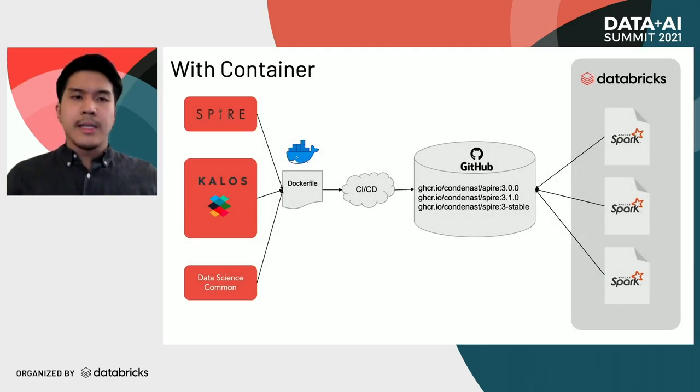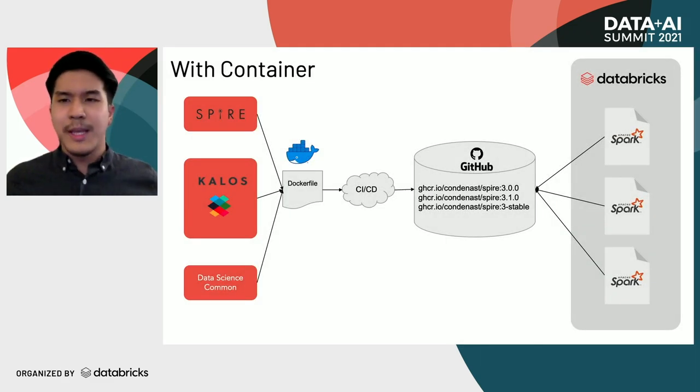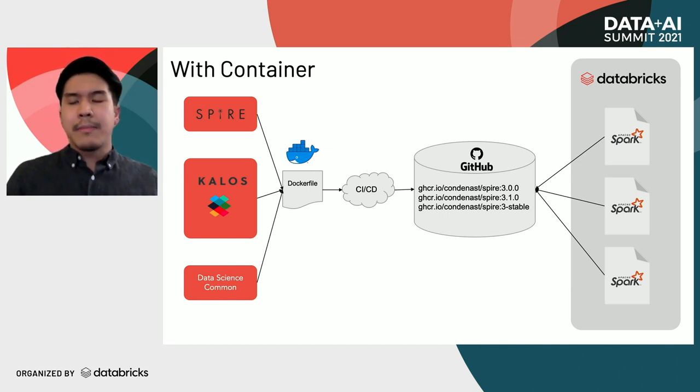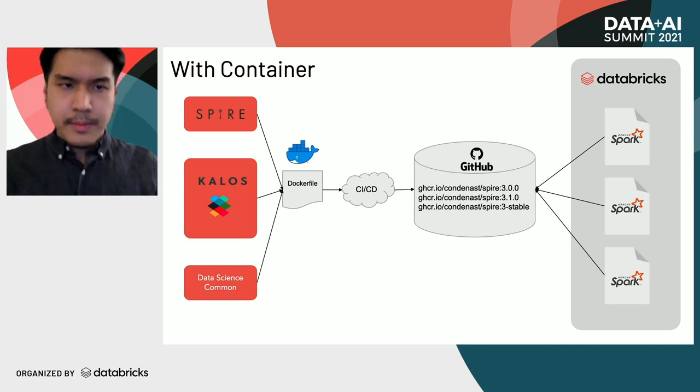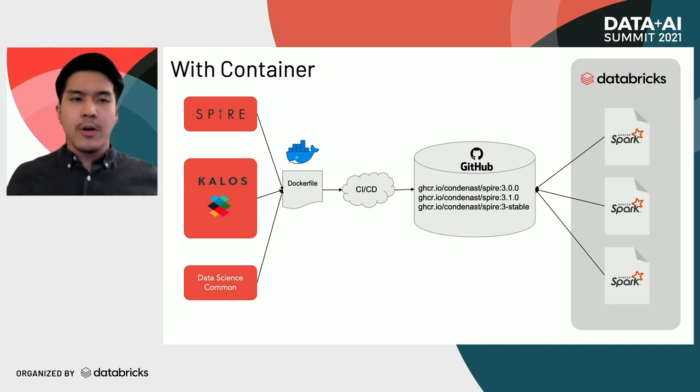So next is pretty much the same use case, but with Docker. As you can see, the pipeline now looks much cleaner. The pipeline with Docker first starts with a Dockerfile. In this Dockerfile, we specify the Docker image, in which we install each of the components straight from the source, so no more wheels.